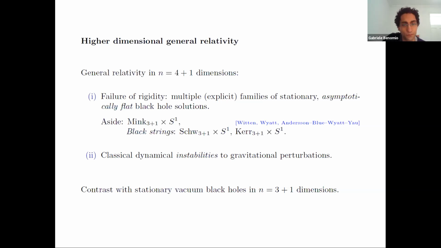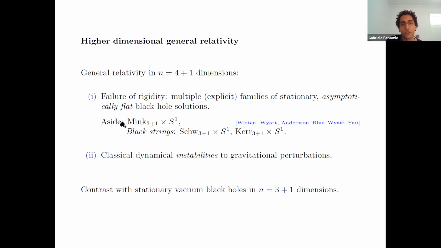The two main new features of higher dimensional general relativity that one already sees in 5 dimensions are these two listed here. One striking feature is the failure of the rigidity that one sees in 3+1 dimensions. Remember I told you that in 3+1 dimensions, we believe that all stationary vacuum black hole solutions belong to a single family known as the Kerr family of black holes. Now in higher dimensions, and in particular in 5, there exist multiple explicit families of stationary asymptotically flat black hole solutions. I'll mention some of these families in the next few slides.